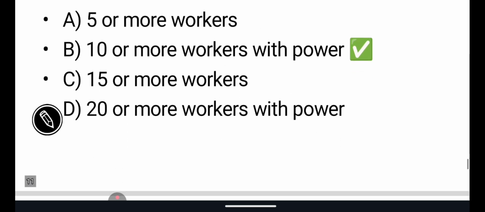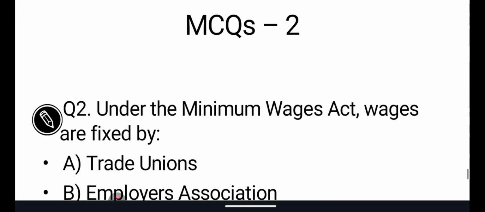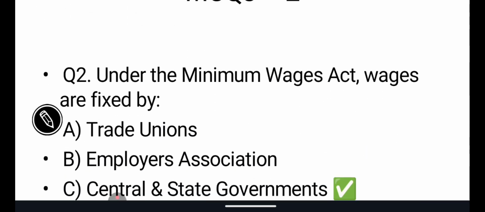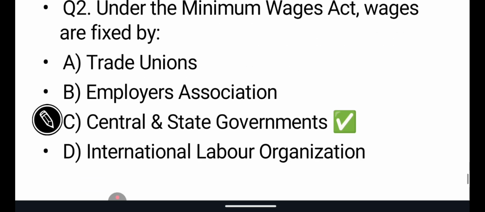All right, guys. Next MCQ is, under the Minimum Wage Act, wages are fixed by: trade union, employers association, central and state government, or International Labour Organization. Obviously, the minimum wage has to be fixed by the appropriate government. If it is under the state, then the state has to fix it. If it is under the central, then the central has to. So the answer will automatically be C, central and state governments.